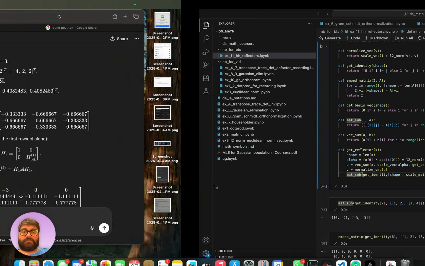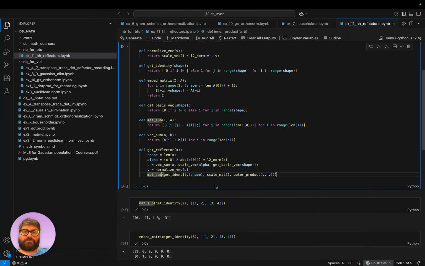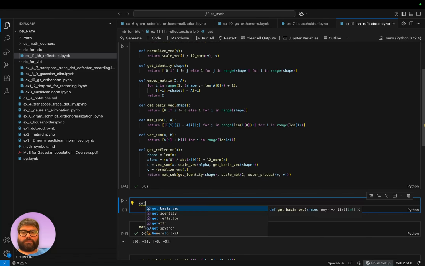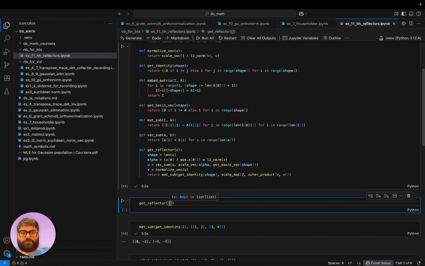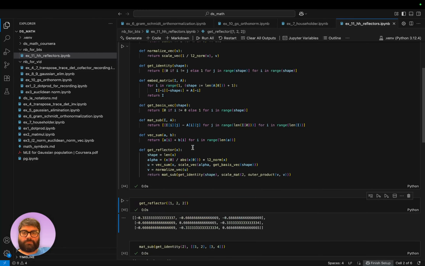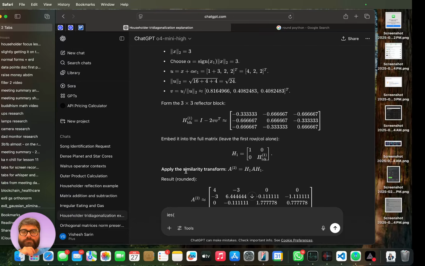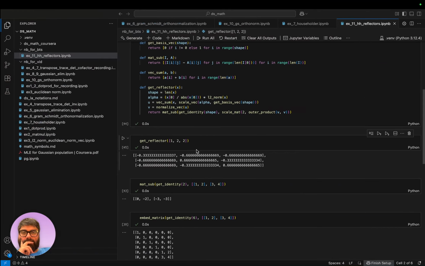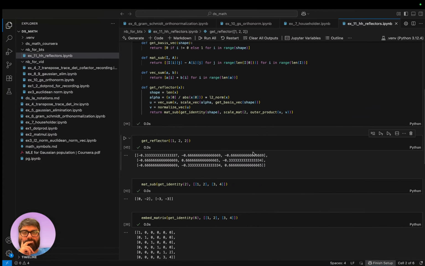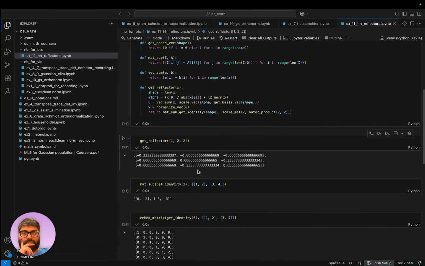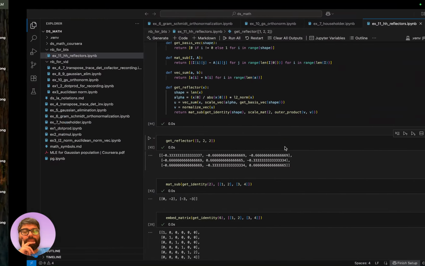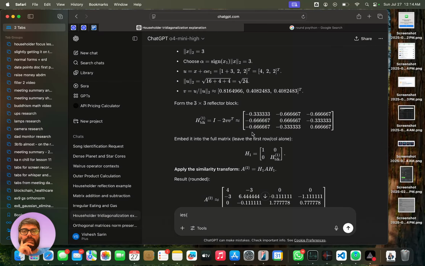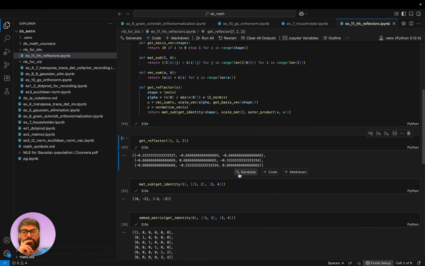I could just embed it. No, I'm just going to return this and test this code out. Get underscore reflector. We're just going to do 1, 2, 2, because that's the example we've been working with. Negative 0.33, negative 0.66, negative 0.66, negative 0.66, positive 0.66, negative 0.33, negative 0.66, negative 0.33, 0.66.